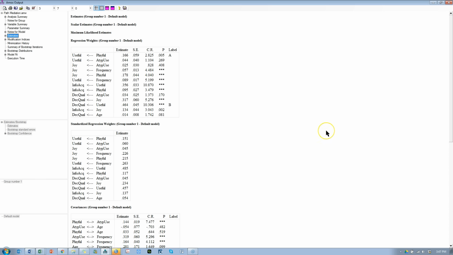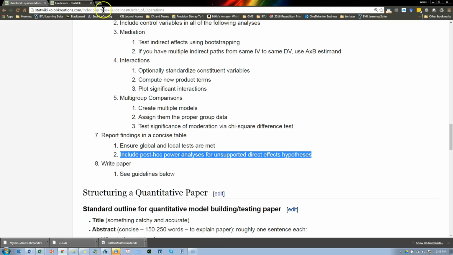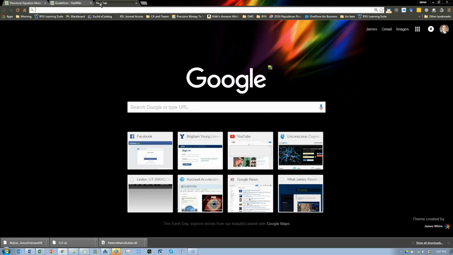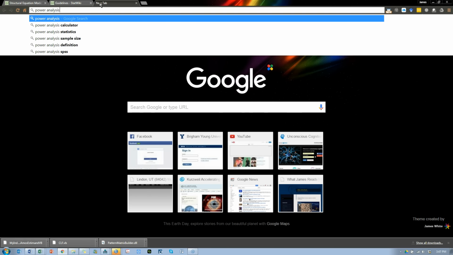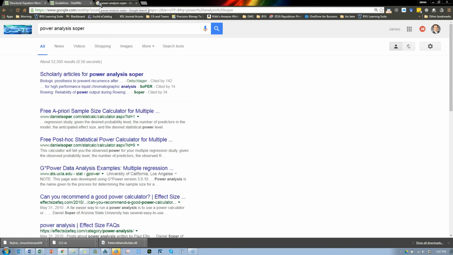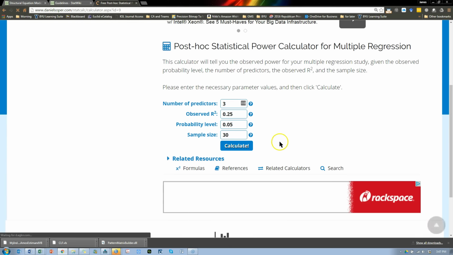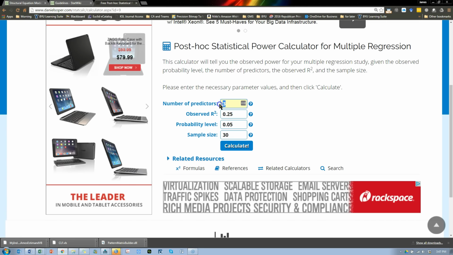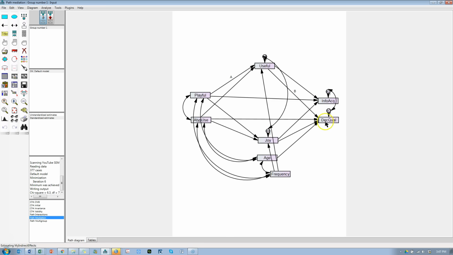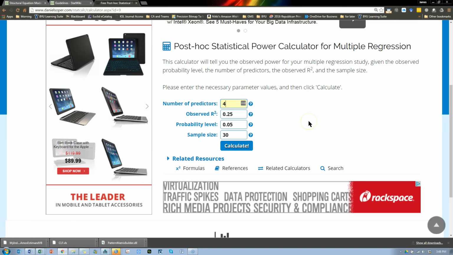Let's say we theorized it would be significant. Let's find out if we have enough power even to detect significant effects. What I would do is go to Google and I would Google power analysis Soper. Here I would get the post-hoc statistical power calculator from Daniel Soper. And it wants a few things. Number of predictors. In this case, if we go look at decision quality, it had one, two, three, four predictors, four arrows pointing into it. So I put four here.